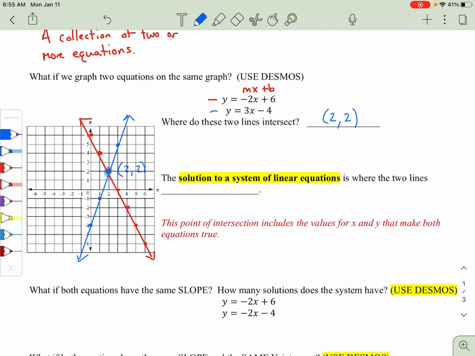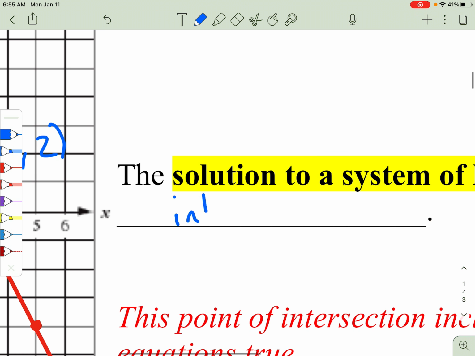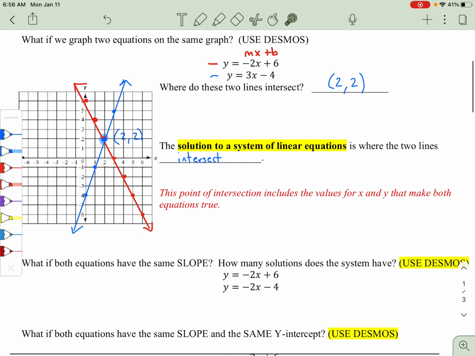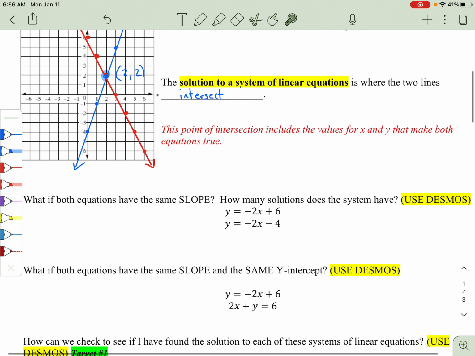So as we talked about in class, the solution to a system of linear equations is where the 2 lines intersect. Right? We've been using Desmos to check our work. It's the same idea. This point of intersection includes the values for x and y that make both equations true. So if we plug 2 back into these, they would both be true statements.